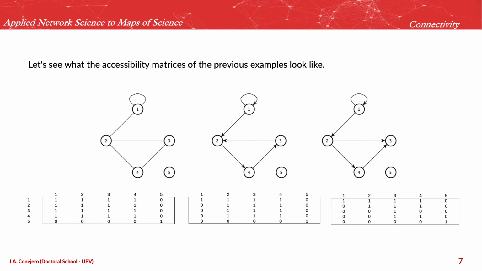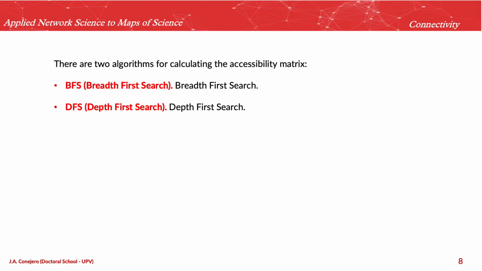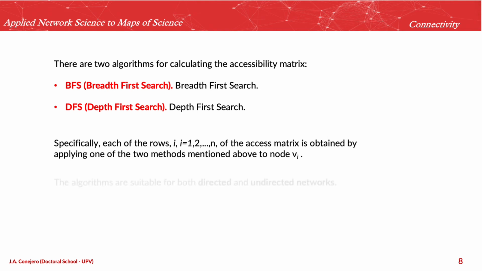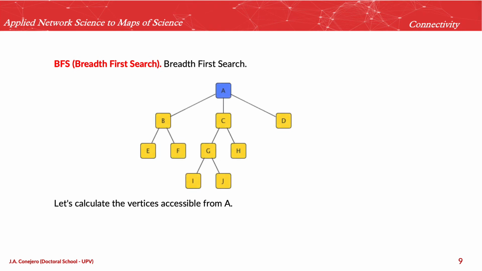There are 2 algorithms for calculating the accessibility matrix: the BFS, the breadth first search, and the DFS, the depth first search. Let's see briefly how these algorithms work. These algorithms permit us to obtain the rows of the accessibility matrix. What we have to do is to apply one of these methods, and it's also worth mentioning that these algorithms work for directed and undirected graphs. So let's see how the breadth first search works.